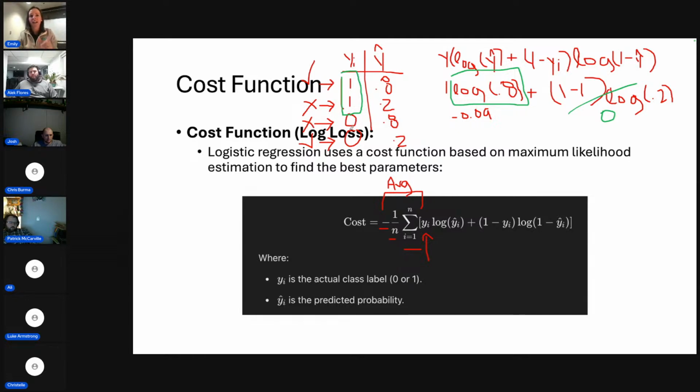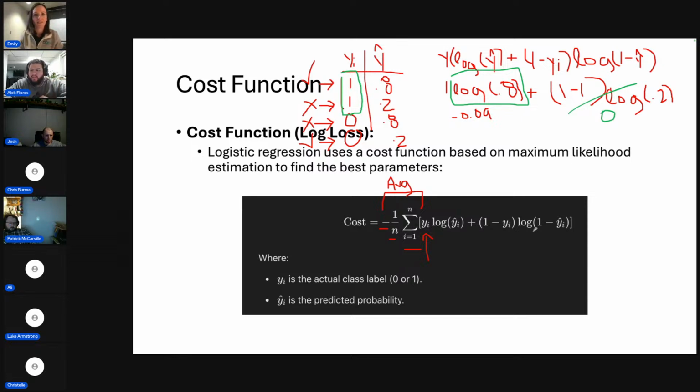Now, when y at i is 0 in these other two instances, we turn on the other half of the equation, and we take the log of 1 minus y hat. I know it looks like a meaty equation, but in reality, you're only looking at one half of the equation or the other half, based on whether the ground truth was 1 or the ground truth was 0. And the ground truth is always y at i.